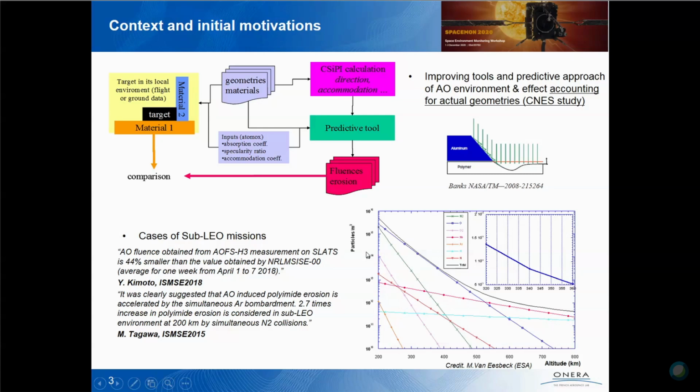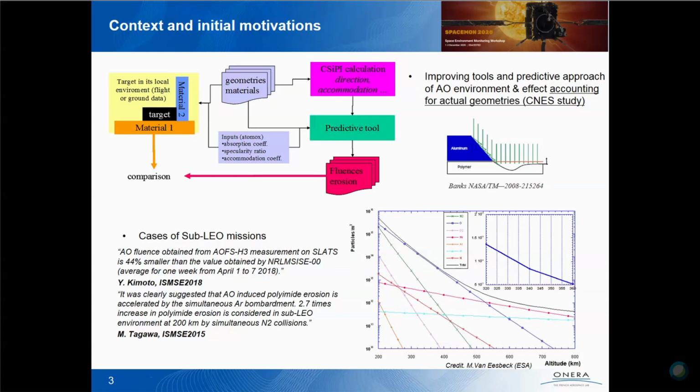The second motivation was about applications in sub-LEO missions that are developing very rapidly with mega constellations, for instance. You have here on the bottom right the density of particles, atomic oxygen, but also nitrogen and O2 molecules, as a function of the altitude. And as you can see, the lower the altitude, the higher the density of atomic oxygen, with decades, orders of magnitude of increase of density.